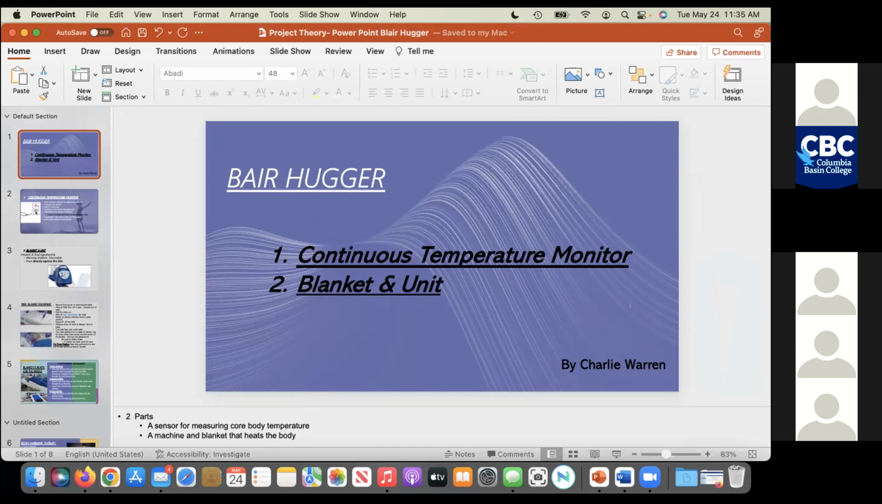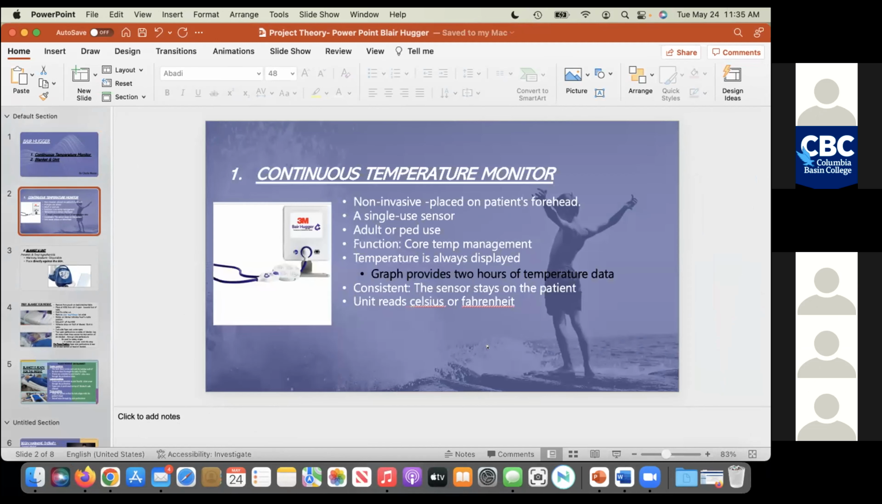Right. So I have the Bear Hugger, and just a little introduction over what we're going to go over. The first part is the continuous temperature monitor, and it goes right on someone's forehead, attaches to the little device here, and can be used for adults or pediatric. It's single use for the sensor, and its function is to do a continuous core temperature, so it stays with the patient, and it can give up to 2 hours of graph data. It can also be used for Celsius or Fahrenheit. And that's pretty much it for that portion.